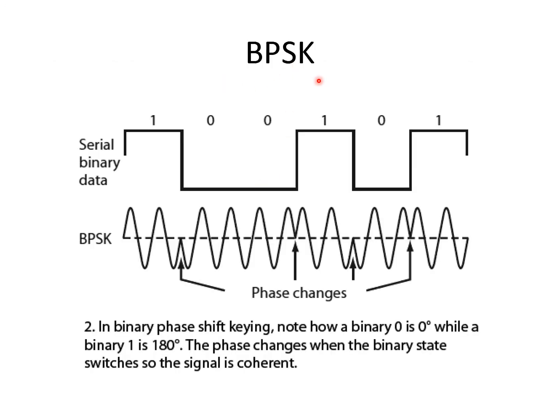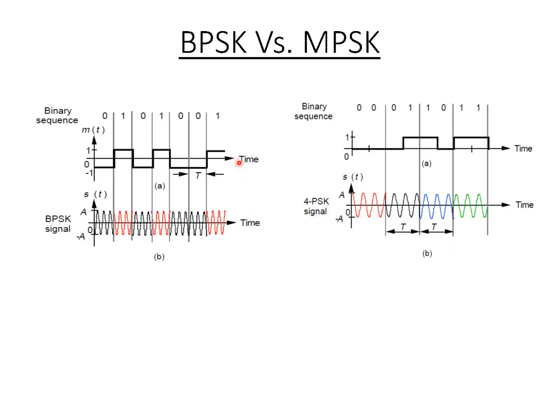For example, BPSK, as we already saw, has only 2 phase levels, either 0 degree or 180 degree. Here both the schemes are shown. This is a BPSK signal. In BPSK, only 2 phase levels. Here, these black ones are all at 0 degree phase, and these red ones are all at a different, or 180 degree, phase. Or this black one is at 180 degree phase, and this red one is at 0 degree phase.